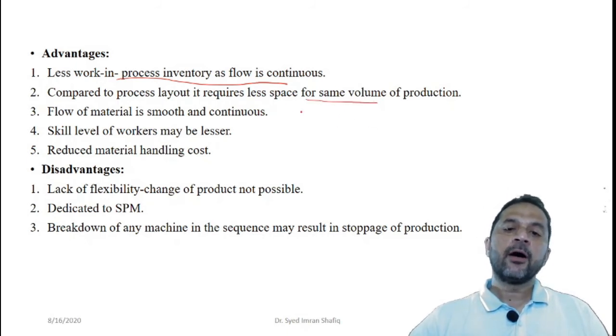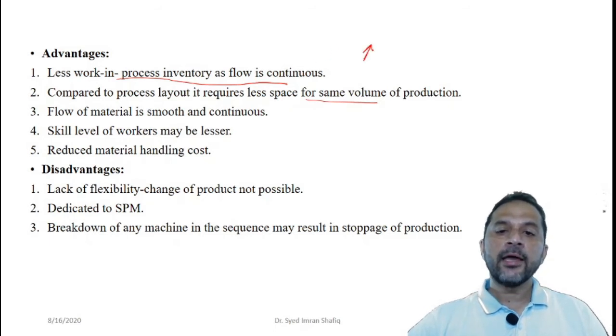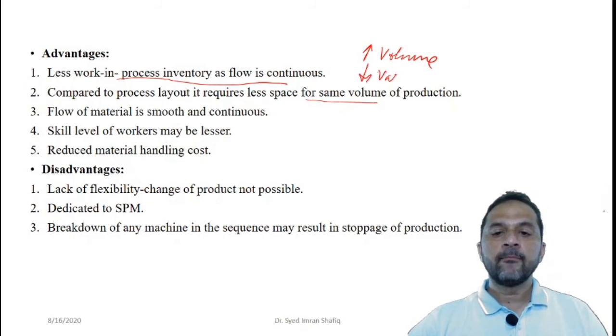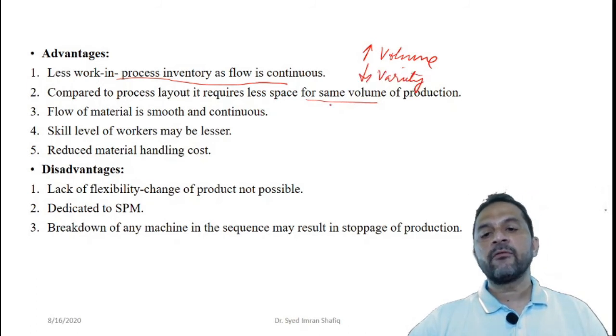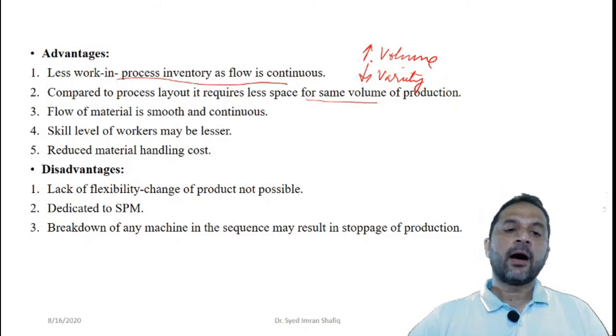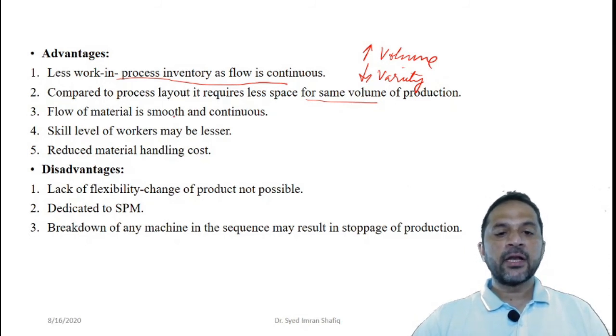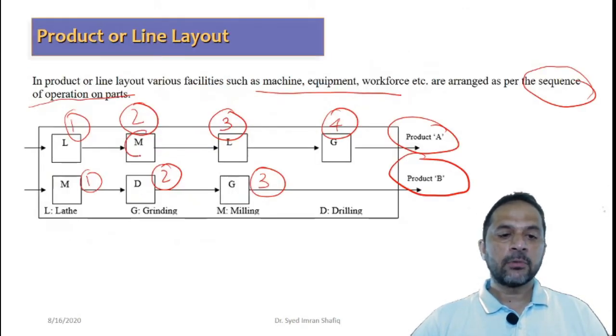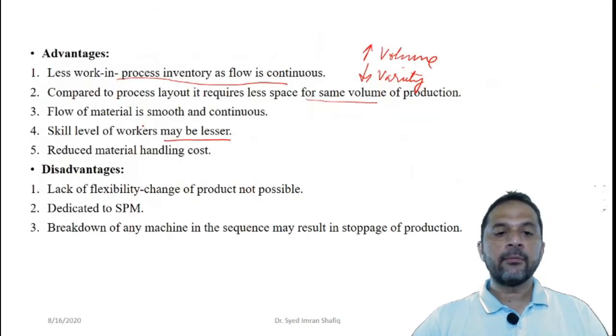Basically this kind of arrangement is for high volume of production, high volume and low variety. So the variety in product will be less and volume will be high. The flow of material is smooth and continuous. Skill of labor may be less, because for example, if we look behind, the operator on this machine will be doing almost the same work, so the skill level can be less, and it has a reduced material handling cost.